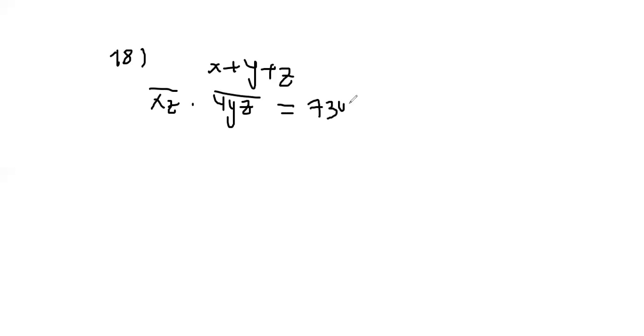18. We need to find x plus y plus z, if we know that the 2-digit number xz times the 3-digit number 4yz equals 7344. So actually, we get a 4-digit number in the end. Let's start our analysis. We have to do here some analysis, some research.